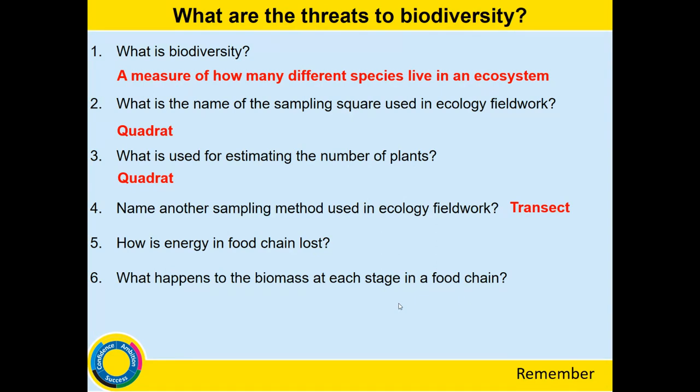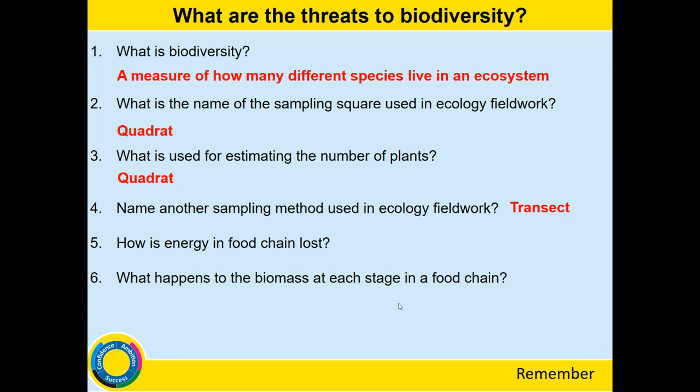How is energy in food chain lost? Energy in the food chain is lost by two processes, respiration and heat. So the food you eat, part of it is converted to glucose. That glucose reacts with the oxygen you breathe in, and the glucose and the oxygen react to make carbon dioxide plus water, and energy is released.